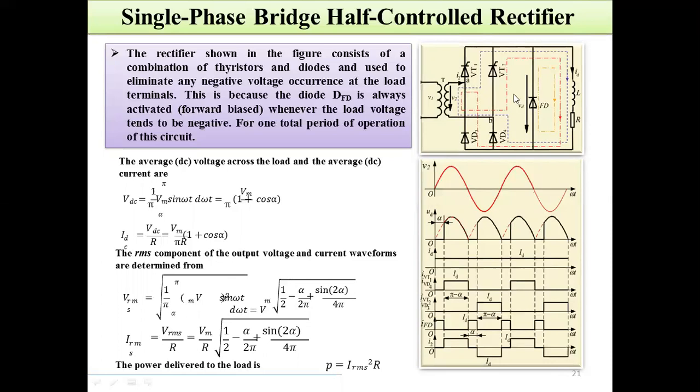Whenever the thyristor switches are turned off, the inductor behaves as a source. The stored energy in the form of magnetic field is fed back towards the resistor load using the freewheeling diode. And these are the expressions for the average output voltage, Vm by pi of 1 plus cos alpha, the same as that of the single phase half controlled rectifier, and also the VRMS and IRMS values.